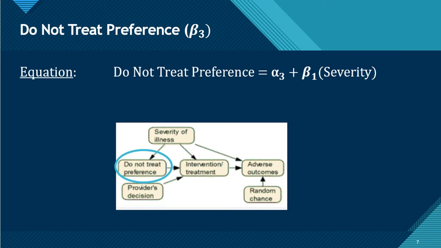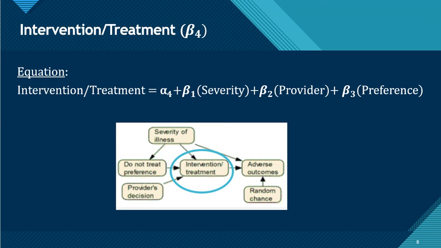The next node we're going to look at is do not treat preference, which is labeled as beta sub 3. The overall equation is do not treat preference equals its y-intercept plus beta sub 1, or severity of illness, which is the parent node. Next, we have intervention/treatment, which is labeled as beta sub 4. The equation for this would be intervention/treatment equals its y-intercept plus its parent nodes, being severity of illness, do not treat preference, and provider's decision.